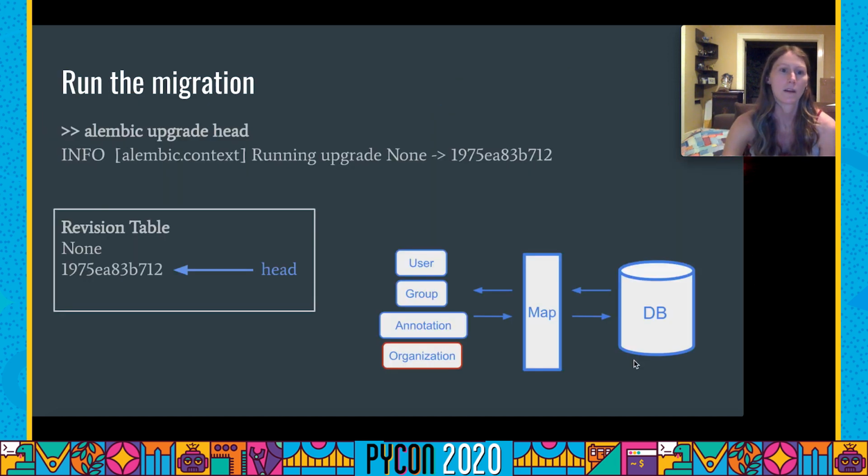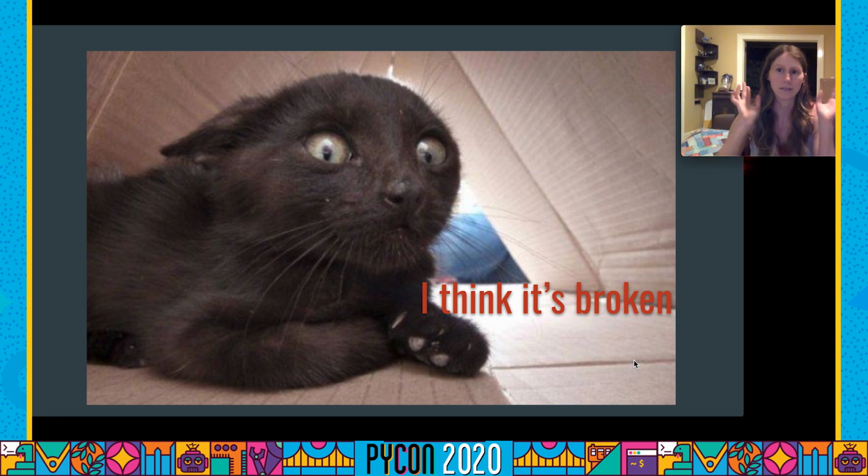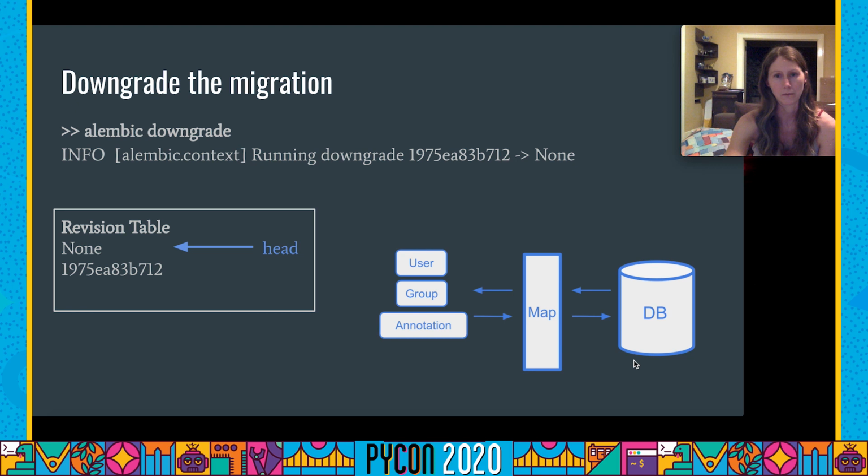Running the script, we just say alembic upgrade head, and ta-da, it is pointing at our latest revision. But oh my gosh, everything is broken. It's okay because we can downgrade it. Very simple. And ta-da, we're safe. We have avoided major problems in production.